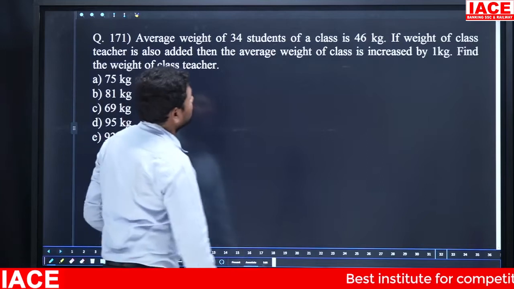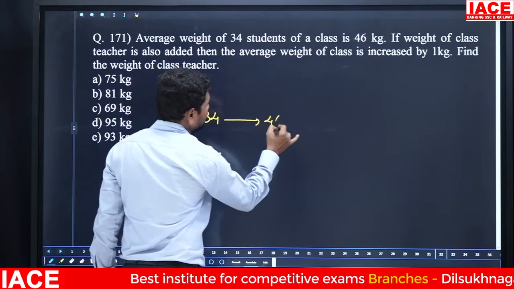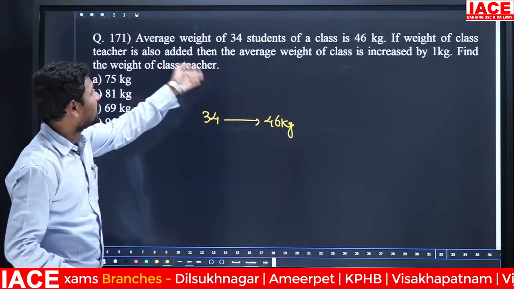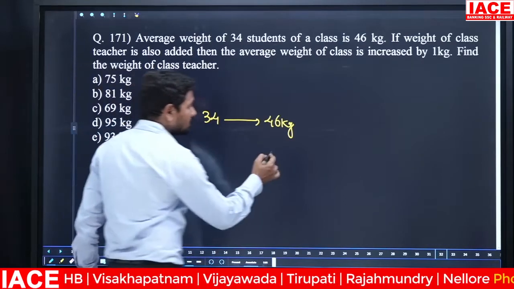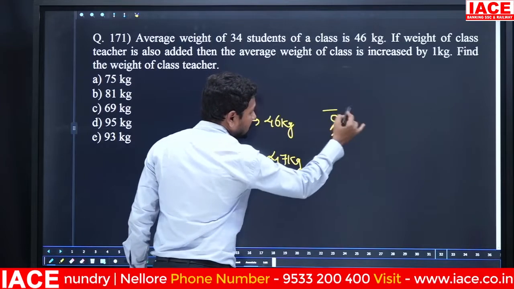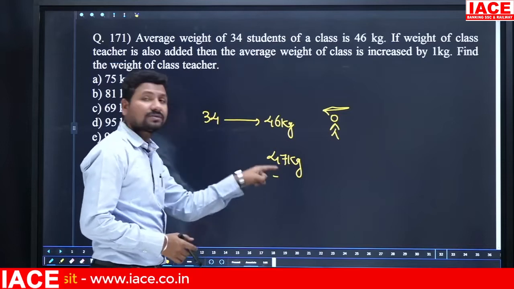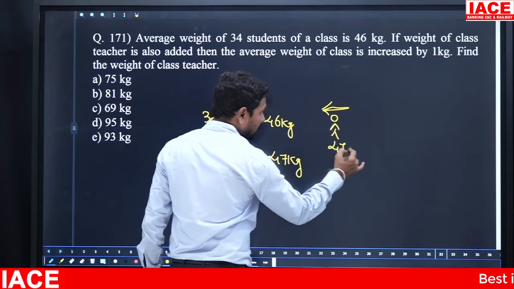The average weight of 34 students in a class is 46 kg. And if the weight of the class teacher is also added, then the average weight of the class is increased by 1 kg. 1 kg means it is how many kgs? 47 kgs. When the teacher enters the class, the average becomes 47 kg.